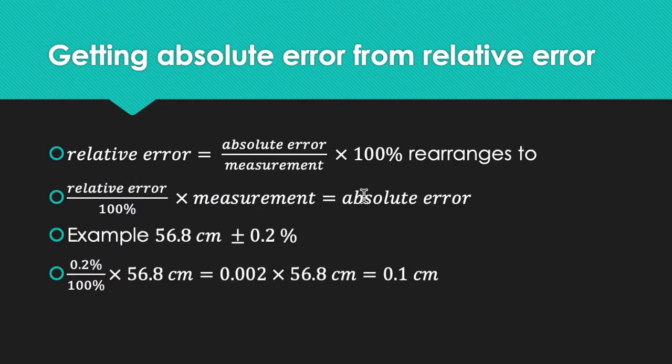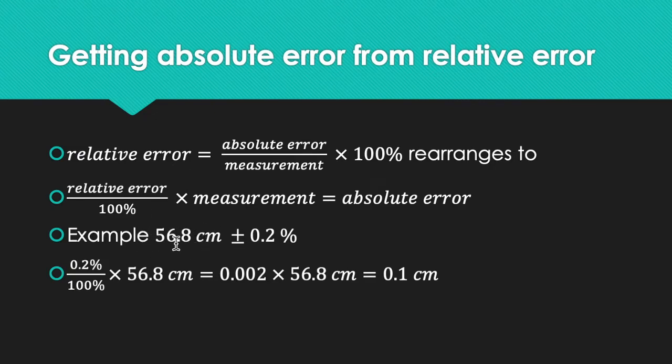What if we know the relative error and we want to get the absolute error? So this was the same equation as the previous slide, and we're going to rearrange this equation. So we'll take both sides of the equation and divide by 100. So that gives us the relative error over 100. And then we have to take both sides of the equation and multiply by the measurement. And we end up with this equation. If we knew that the error was 56.8 centimeters plus or minus 0.2%, and we wanted to know, well, how many centimeters is that? What we're doing is we're figuring out what is 0.2% of 56.8 centimeters.